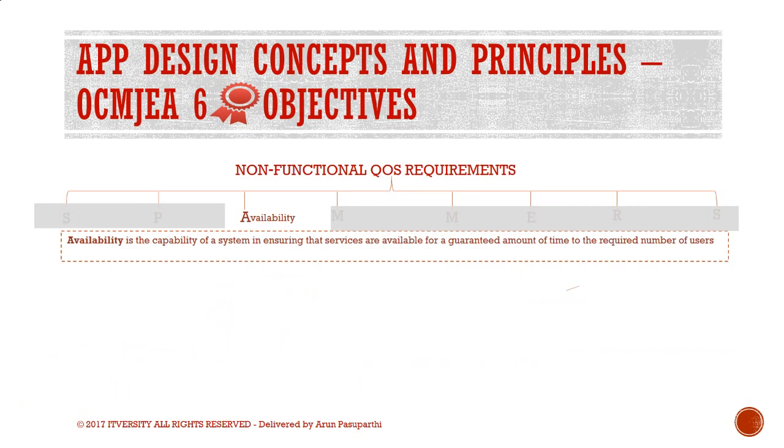So this will take us next to the availability part. Availability is the capacity of a system in ensuring that services are available for a guaranteed amount of time to the required number of users. The first factor that influences availability is downtime. So when you have to do deployments into your system and you're bringing the system down, that is directly impacting availability. Generally, the availability SLA is 99.9% of the time, which means it's all of the time.